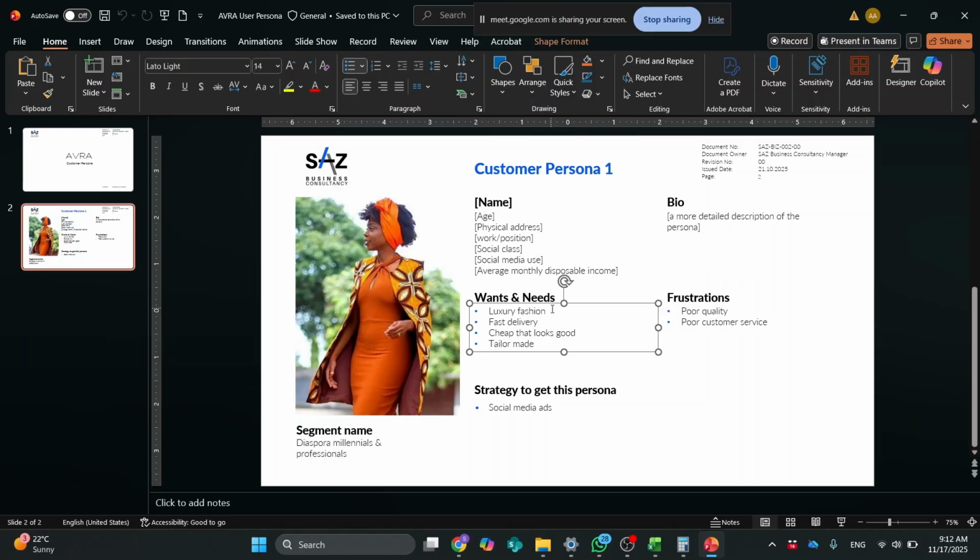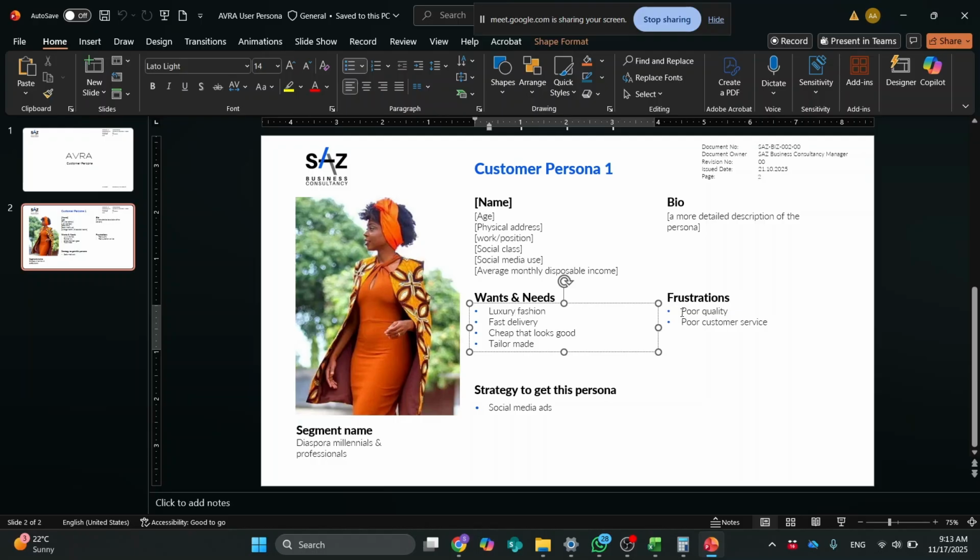And then, what does she need? The wants and the needs. The needs are absolutely necessary. The wants are things one can afford to have. So we can start with the needs first, and then maybe some wants. So let's say she wants luxury fashion. That's a want. She wants fast delivery. That's a want. She wants cheap that looks good. That is a need, for example, for her. And then she wants tailor made. That is a want. So we can list what she wants and what she needs.